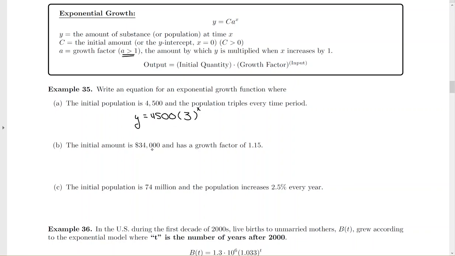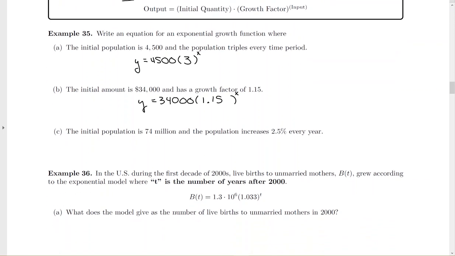The initial amount is 34,000 and it has a growth factor of 1.15. So again, we go right to the equation. Y equals 34,000, and our growth factor is 1.15 to the x. All right, so again, if we plug in 1, we can see how it increases over time. It's going to be a number bigger than 34,000 because we're multiplying it by a number bigger than 1.